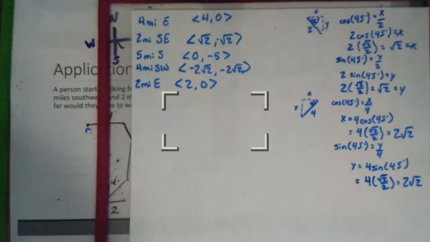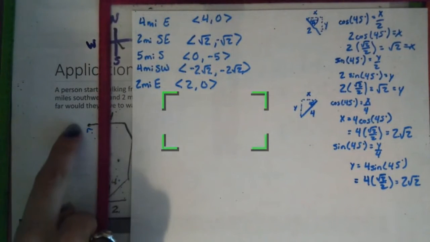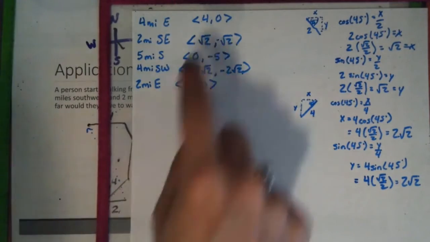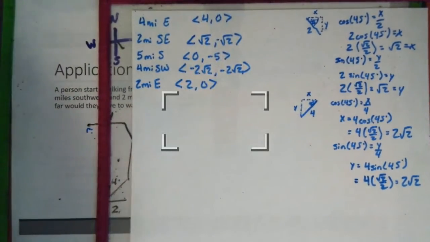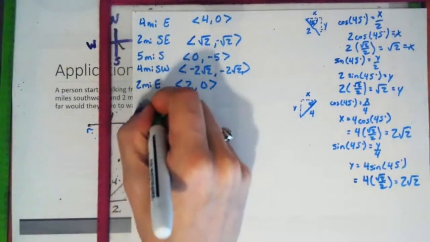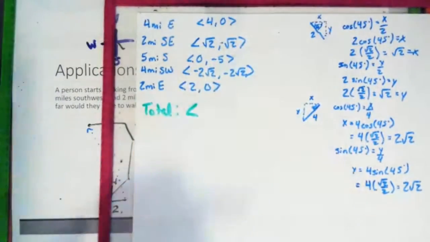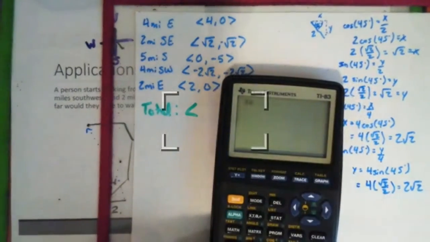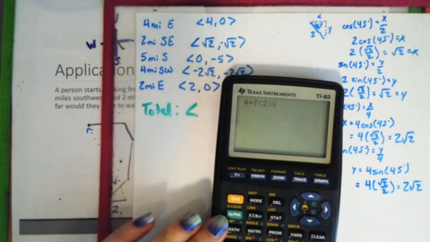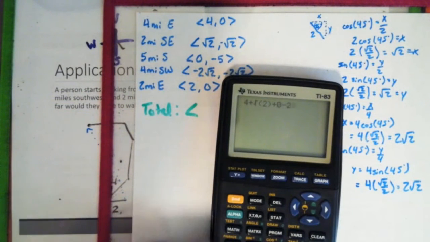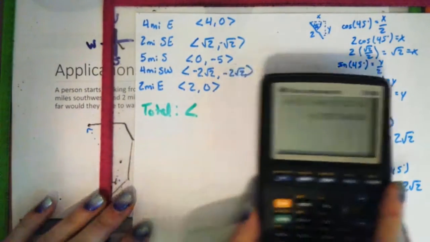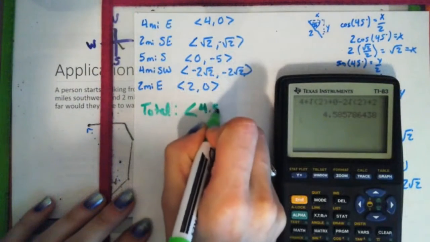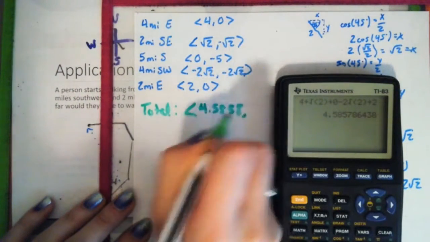So if we want to figure out how to get from where they started to where they ended, I can add all of these up. So I'm going to start with my x components. We have 4 plus the square root of 2 plus 0 minus 2 square root 2, and then plus 2. So our x coordinate is 4.5858.